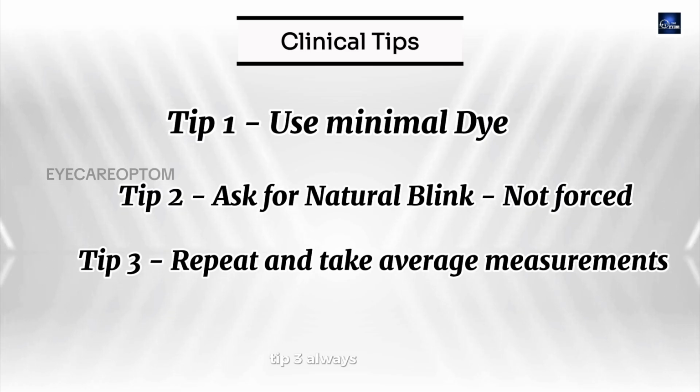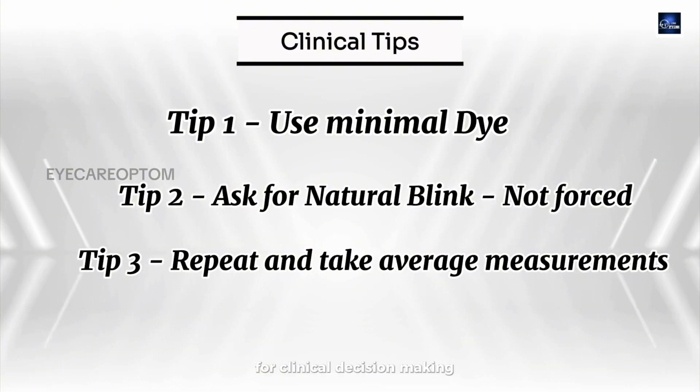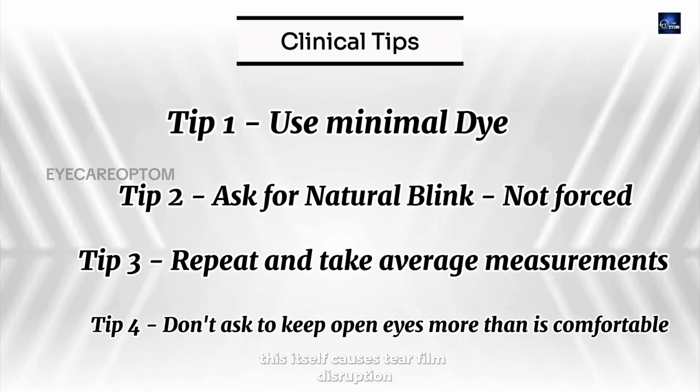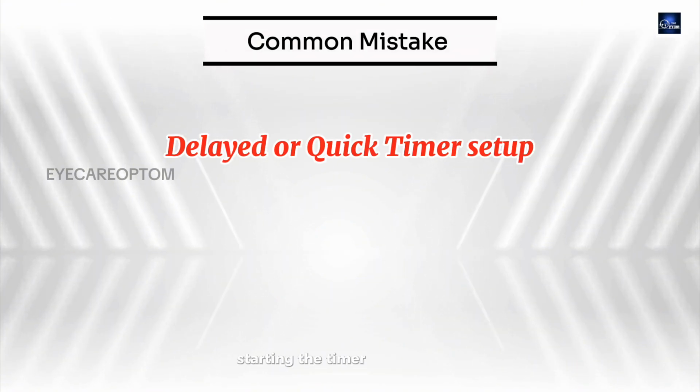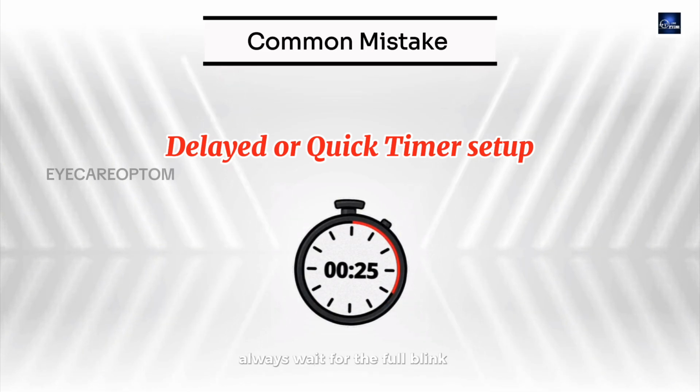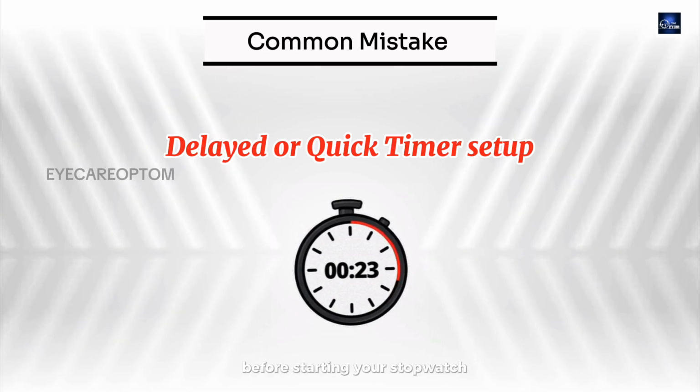Tip 3. Always take 3 measurements and average them. A single measurement is not reliable for clinical decision making. Tip 4. Do not instruct the patient to keep their eyes open for longer than is comfortable. This itself causes tear film disruption and will shorten your TBUT artificially. Common mistake: starting the timer before the complete blink. Always wait for the full blink to finish before starting your stopwatch.